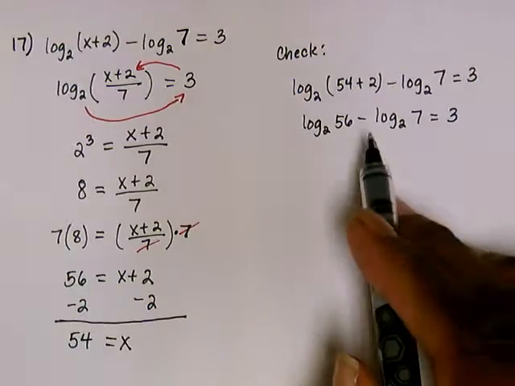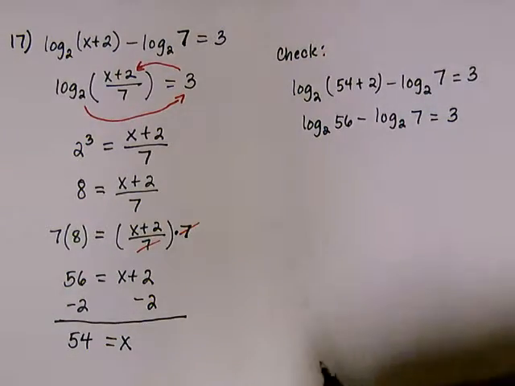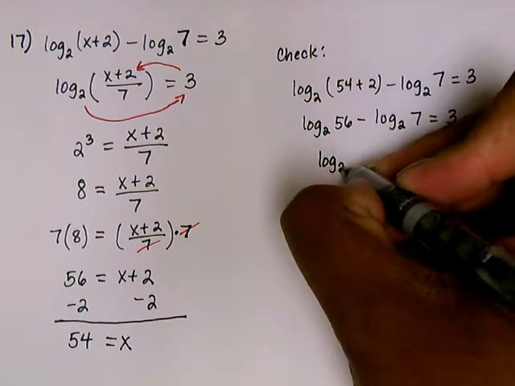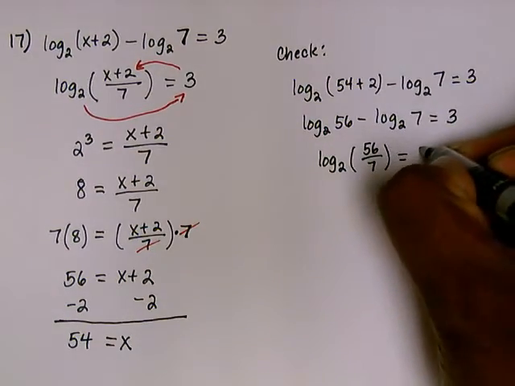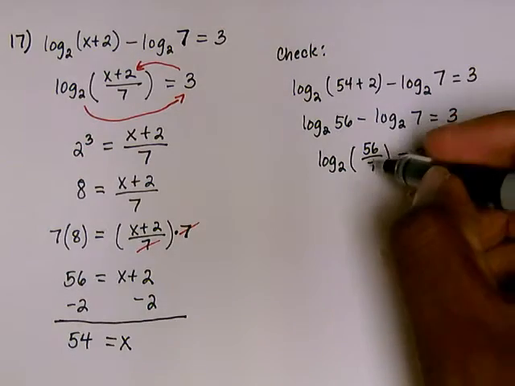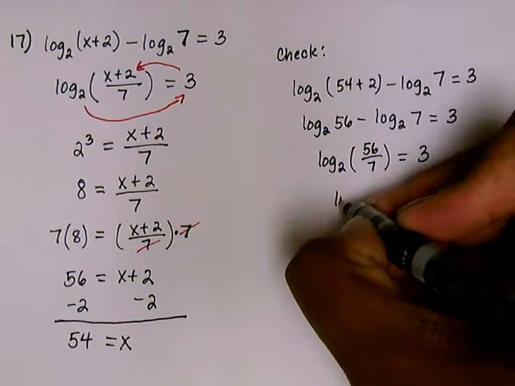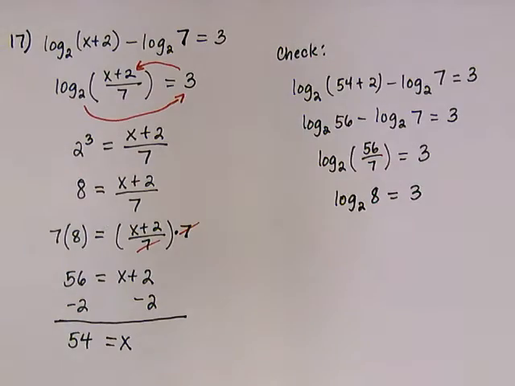Now, the difference of their individual logarithms is the log of the quotient. So I'm applying the quotient rule here. So this will be log to the base 2 of 56 divided by 7 equal to 3. Take 56, divide that by 7, you're going to get 8. So it'll be log to the base 2 of 8 is equal to 3.